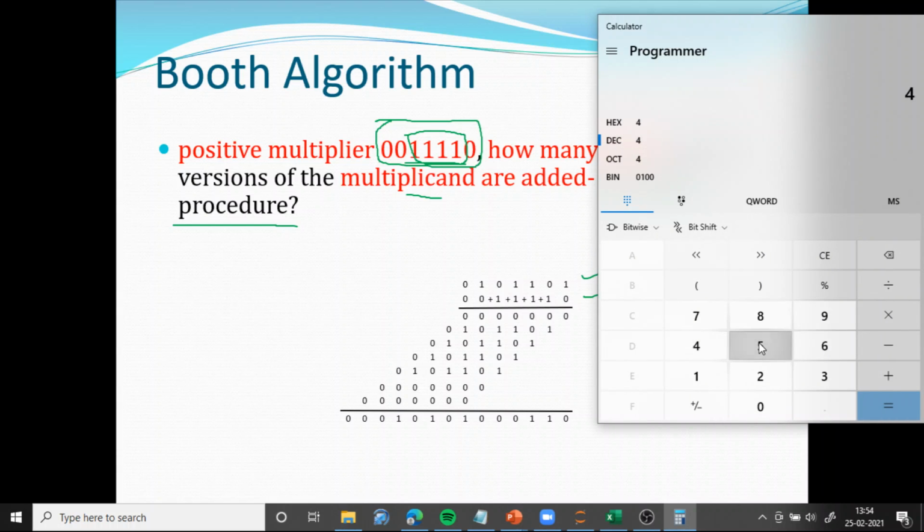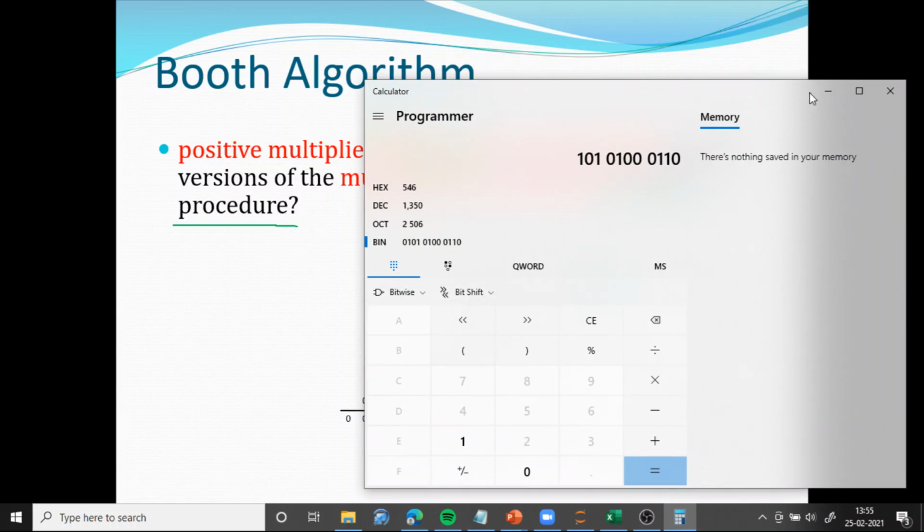Let me multiply 45 in decimal. 45 into 30, 1350. That is what we got. So this is nothing but 1350. Am I correct or not? Previously, what was this result? 1 1 0 1 0 1 triple zero double 1 0. This is nothing but 1350. So this multiplication you can do.